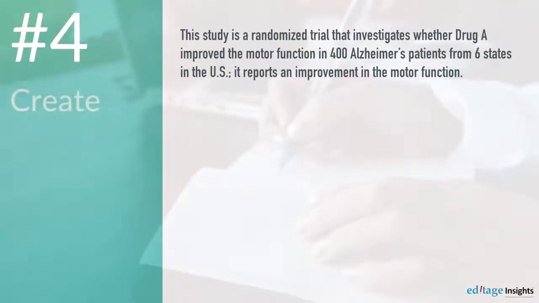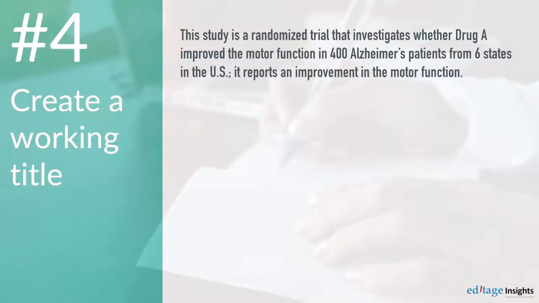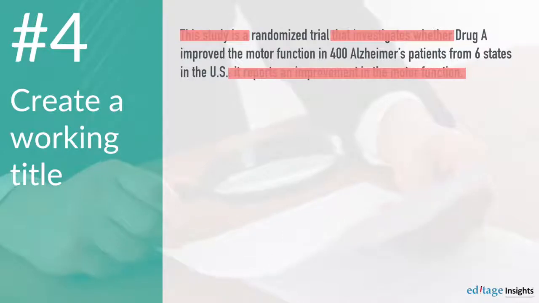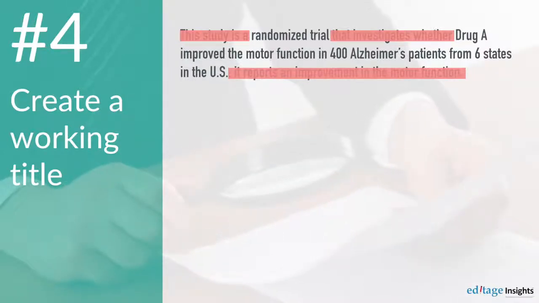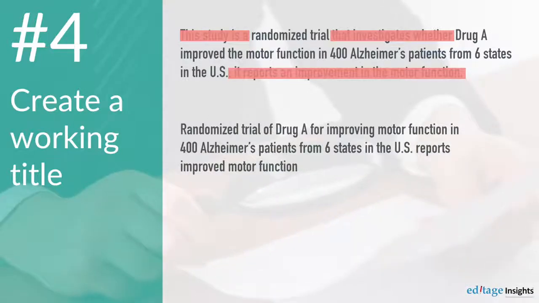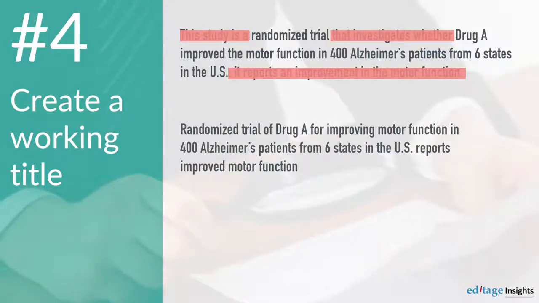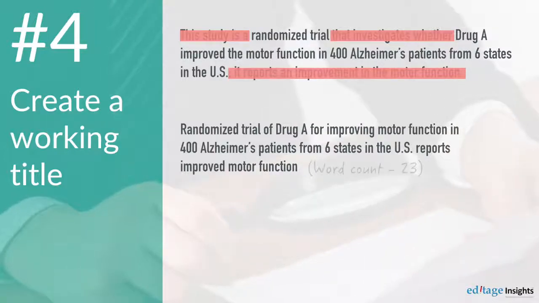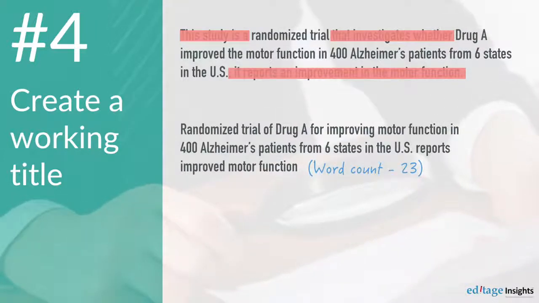Step 4. Create a working title. Delete all repetitive or unnecessary words from this sentence. Here's how. So what you get from this example is: randomized trial of drug A for improving motor function in 400 Alzheimer's patients from 6 states in the US reports improved motor function. Note the word count of this working title.